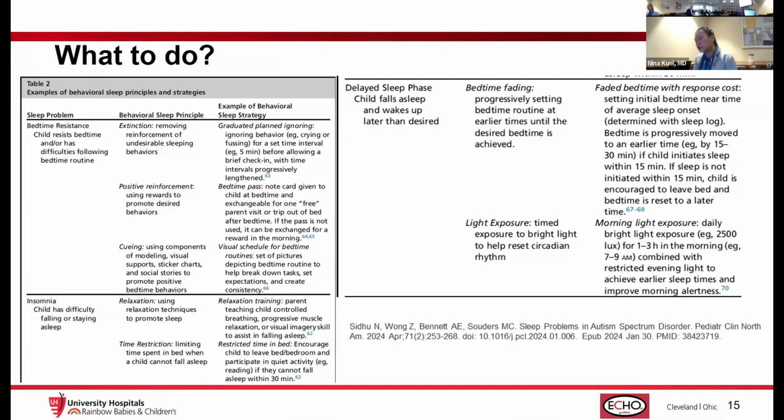A lot of times we use social stories and visual routines in order to convey the sense of scheduling, the sense of routine, expectations, and to expect consistency, which also helps with anxiety levels. For insomnia: relaxation, restricted time in bed, and for delayed sleep phase, bedtime fading and light exposure therapy.